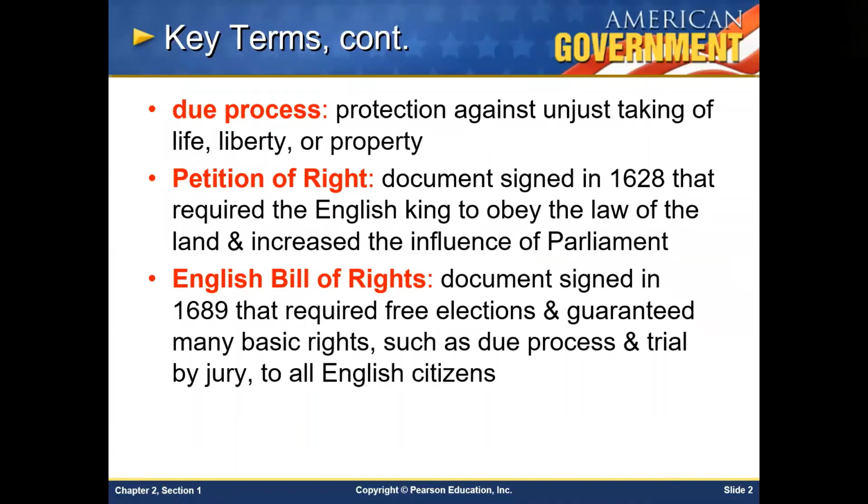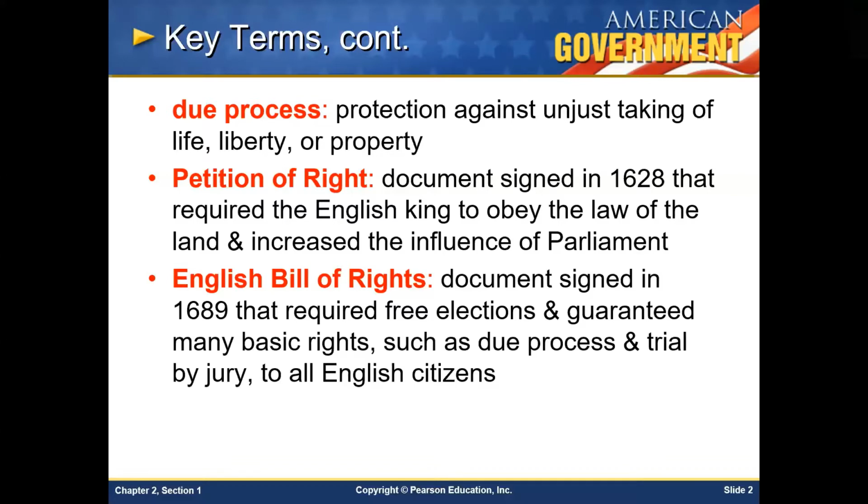So we've got several key terms, and Section 1 is kind of the build-up. I like the other sections in the chapter better, but we'll get through this and it will lead into the colonial period of America. The first term we have there is due process, and it's protection against unjust taking of life, liberty, or property. It's a term we use in the court system. You hear it in the news today as well. We'll go through each one of these terms and put them in context when we get to them within the actual content of the slide.